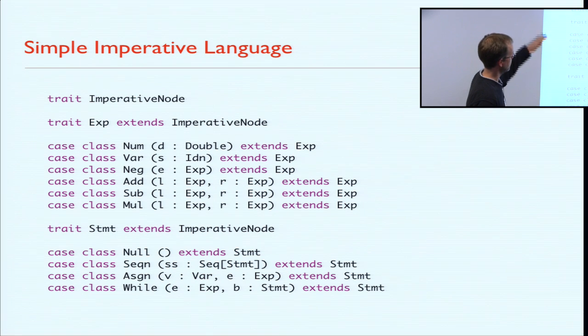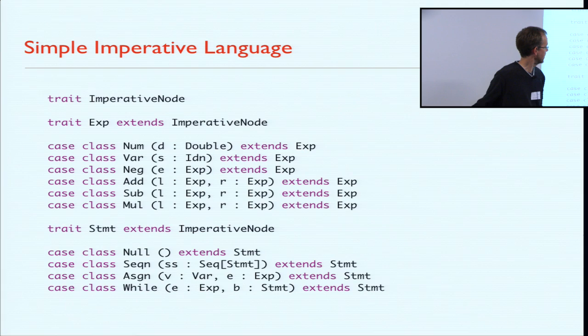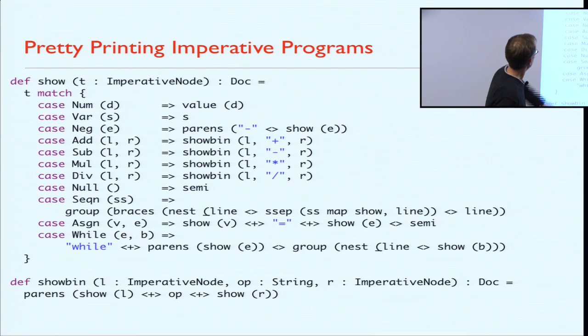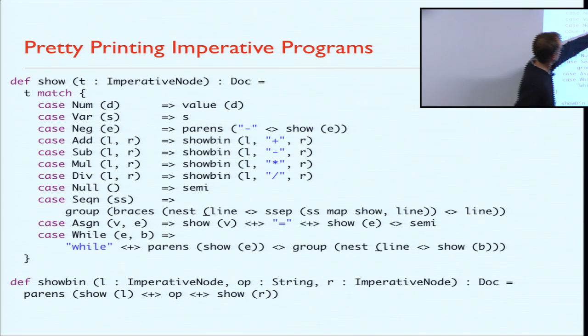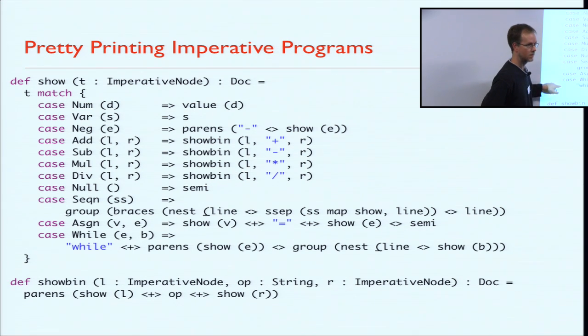So what we want to do is pretty print structures of this type. So we write a function show here. If you wanted to, you could embed all this stuff in the classes themselves. So that would be the OO way of doing it, as a method of the class. This is the more functional way, to separate it out into a separate function. Okay, so we're taking a node and returning a document, and we're just doing a match on the structure.